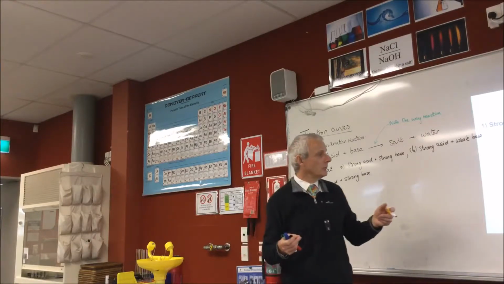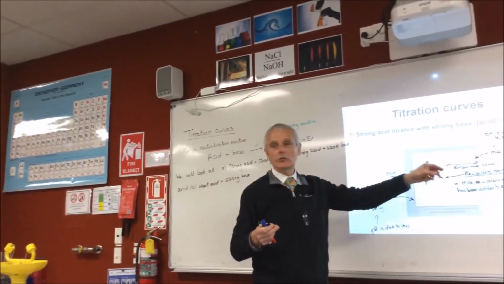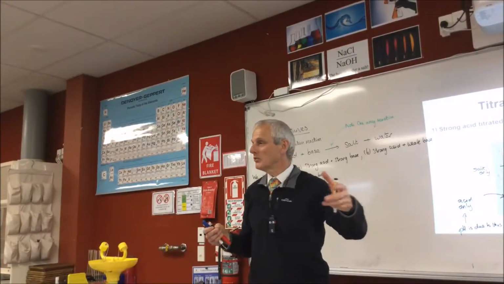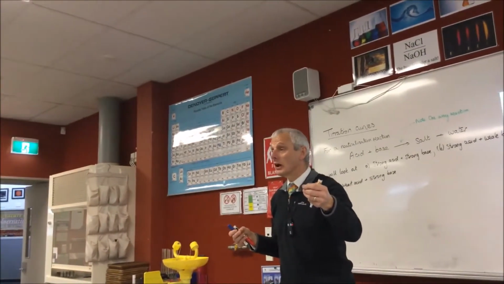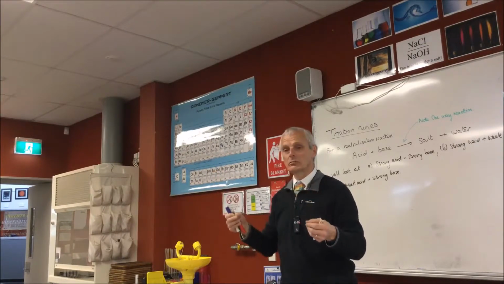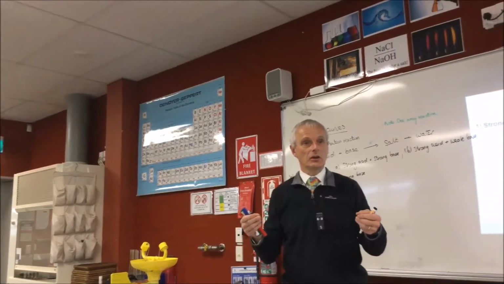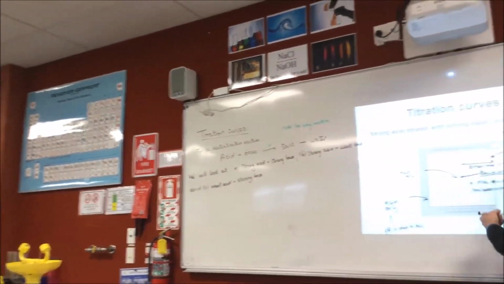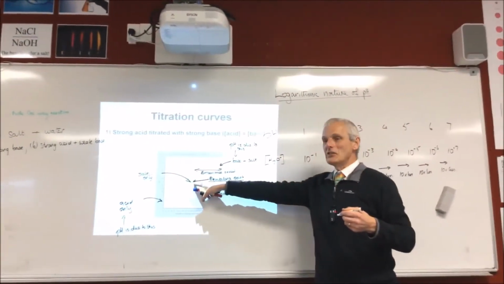Think about them. We're forming sodium chloride if we add HCl to sodium hydroxide. What can you say about Na+, which is the conjugate acid of the strong base? And what can you say about Cl-, which is the conjugate base of the strong acid? Unreactive. They're both unreactive. So, what does that tell you about the pH at the equivalence point?